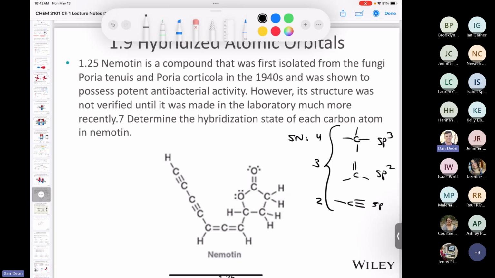So I'm going to highlight a carbon, and I want you to tell me what its hybridization is. If I highlighted this carbon in yellow, what's the hybridization of this guy? sp3, sp2, or sp?